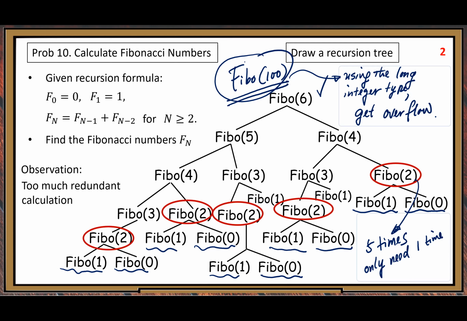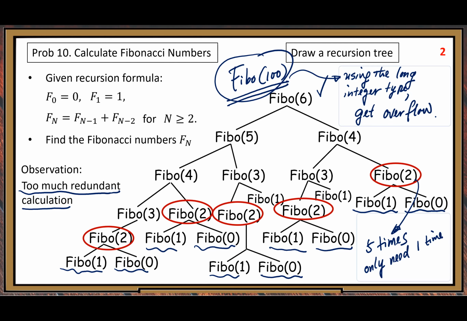All right. The problem, too much redundant calculation. That's the reason it is bad. How to improve it? If you know the reason, then the idea to improve it is to remove the redundant calculation. Just remove the redundant calculation. All right, how to remove? That's the next question.